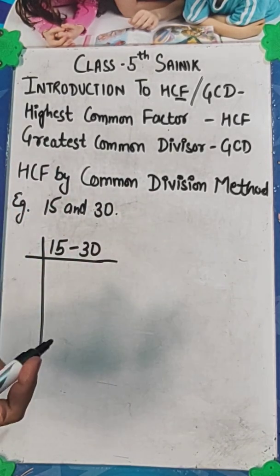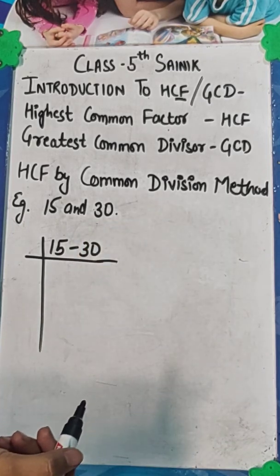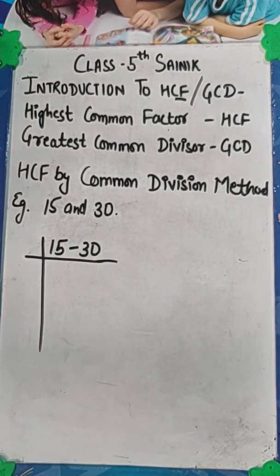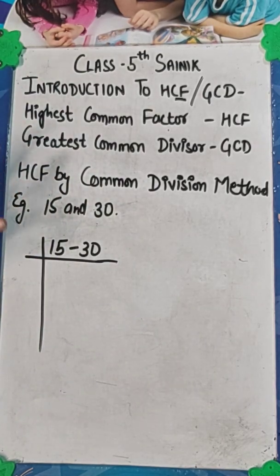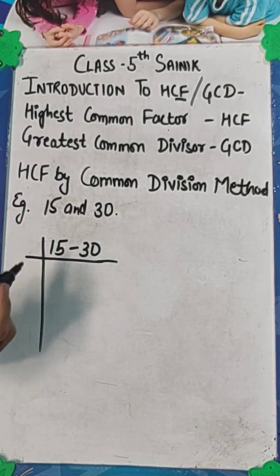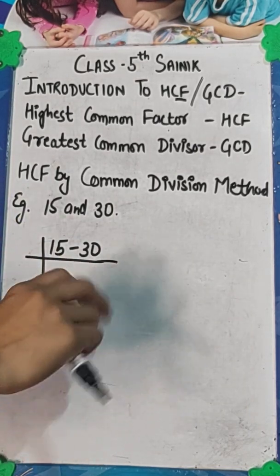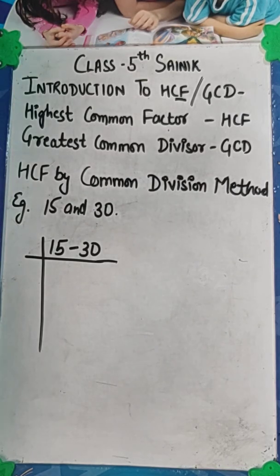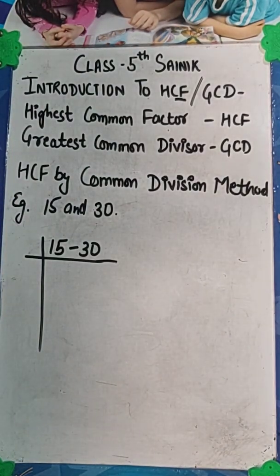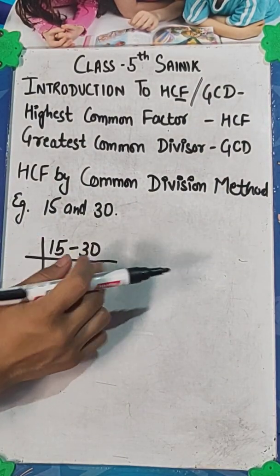If we are having more than 2 numbers, then I put a dash and then I will write the third number. Look here after that. Now for finding the HCF, what you have to do? You have to take a number which divides both of these numbers, means 15 as well as 30. You only have to take that number which divides both of these numbers. Remember this.